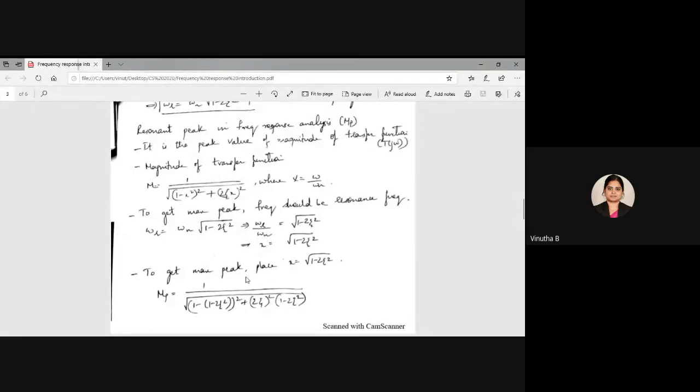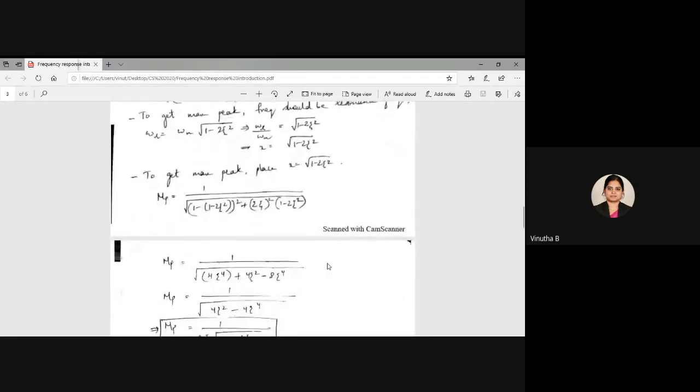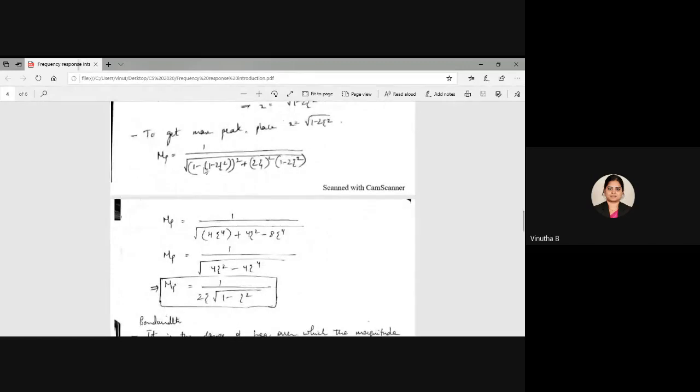Plus 2 zeta square into what is x again here? You can write it as, this is x square, right? So you can write it as 1 minus 2 zeta square. So when you do that, just simplify by removing the braces here. So that will give you 1 by square root of, remove the braces, multiply, and just see the terms.